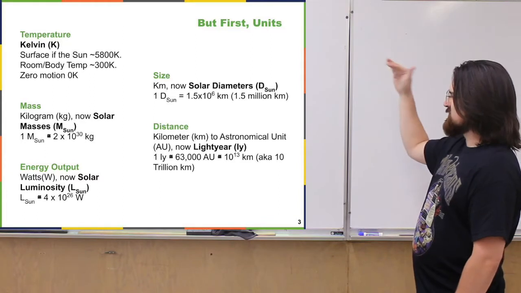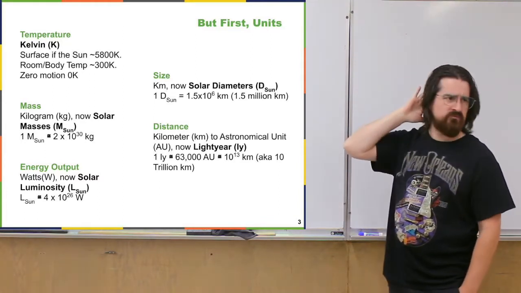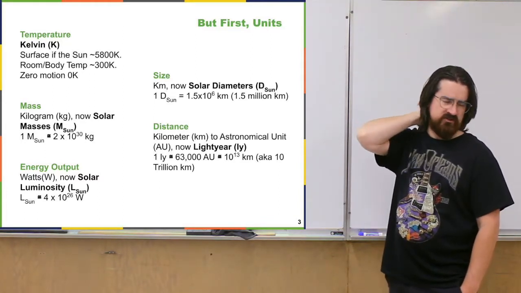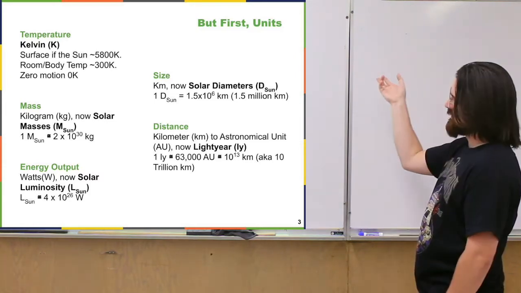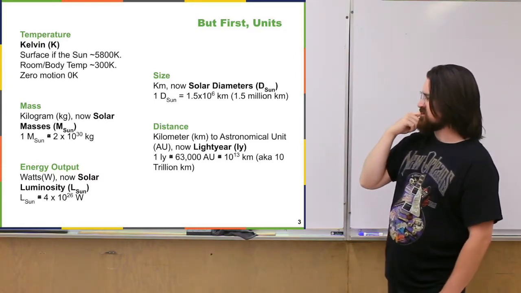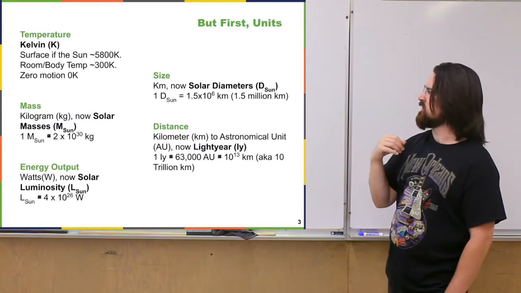When we talk about size, before we might have used kilometers, like for the diameter of planets. Now, again, we're going to be doing the same kind of thing. We're talking about solar diameter.